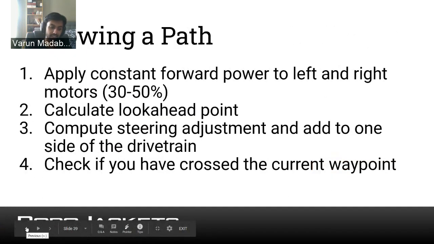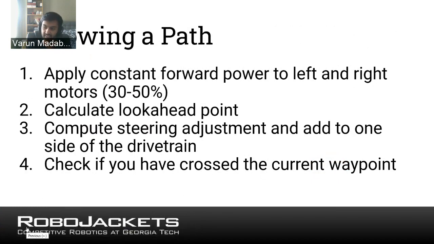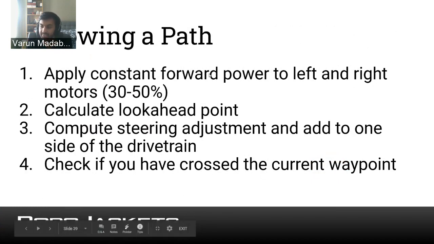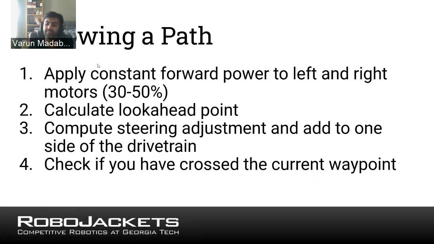So lastly, we can talk about how we follow a path. First, you want to apply a constant power to the left and right side motors. So maybe you start by giving it a base power of 50%. Then you calculate the look-ahead point, compute the steering adjustment, and then add that to one side of the drivetrain. So let's say your steering adjustment finally is 15%.